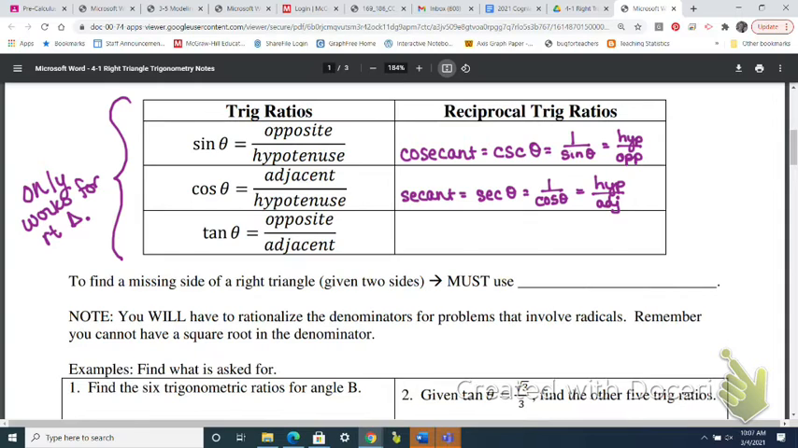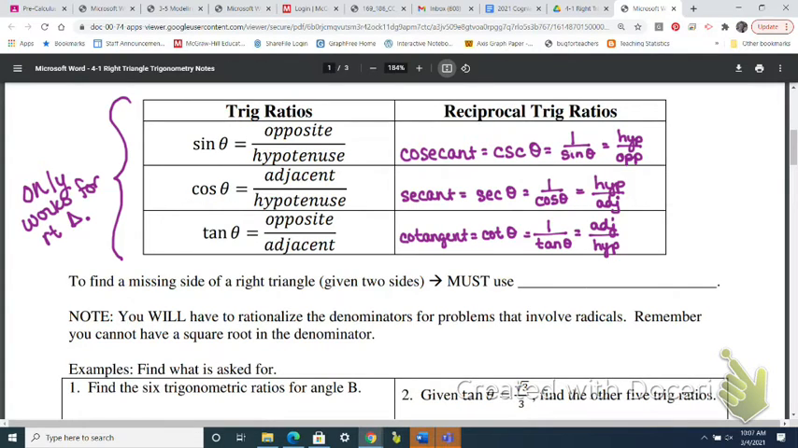And finally, the tangent, the reciprocal of that is the cotangent, which is COT, which is 1 over the tangent, which means it is the adjacent over the opposite. So today we are going to identify all 6 ratios. But when we solve, we are only going to use the main 3 because the secant, the cosecant, the cotangent, they don't have buttons on the calculator.